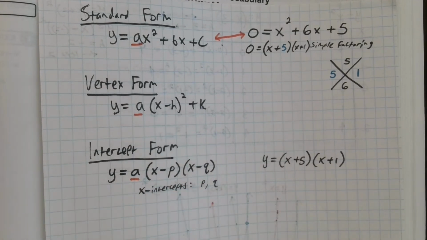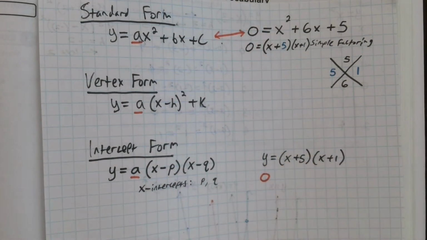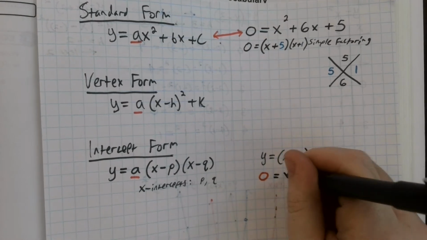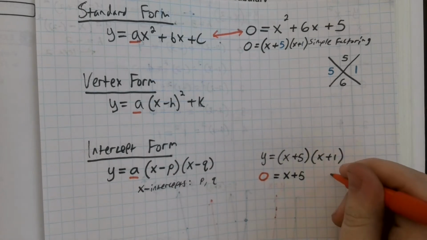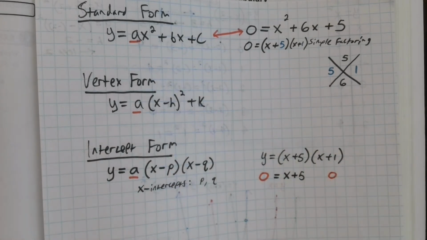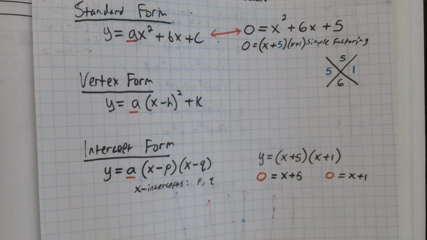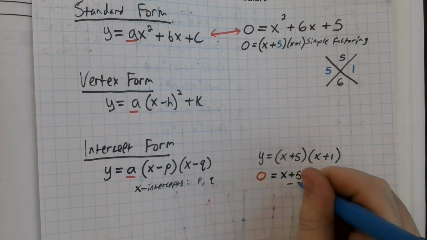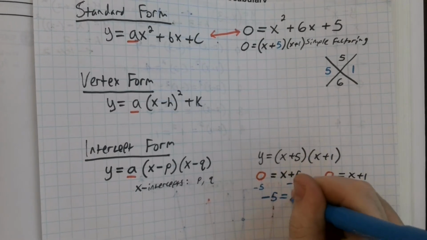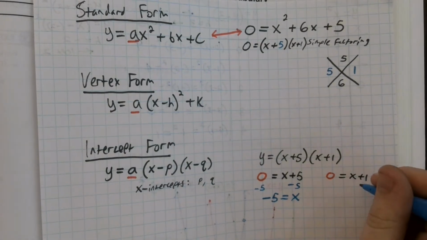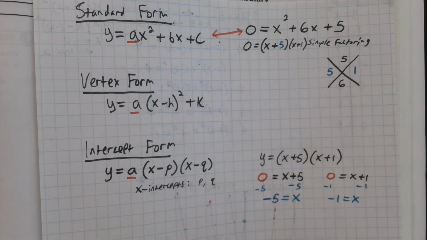So let's do that. Let's set y equal to 0 and figure out what x should be. To do that, we set each piece equal to 0. So 0 equals x plus 5, because it's one of our factors, and 0 equals x plus 1. To solve, all we need to do is get x by itself. So let's subtract 5 from both sides, giving us our first x-intercept, negative 5. And we subtract 1 from both sides, giving us our second x-intercept, negative 1.